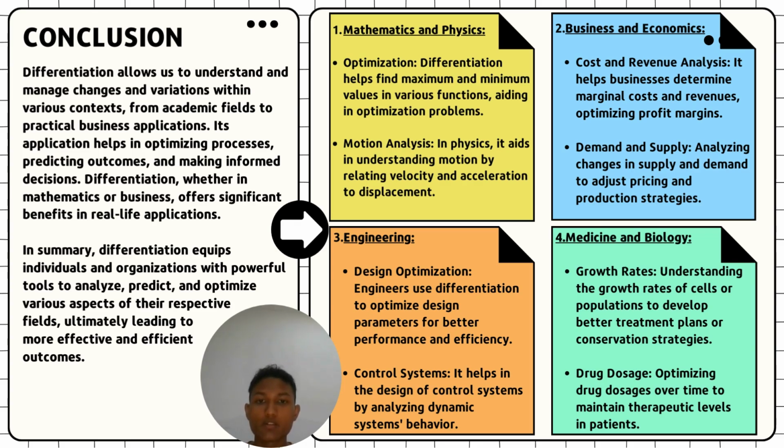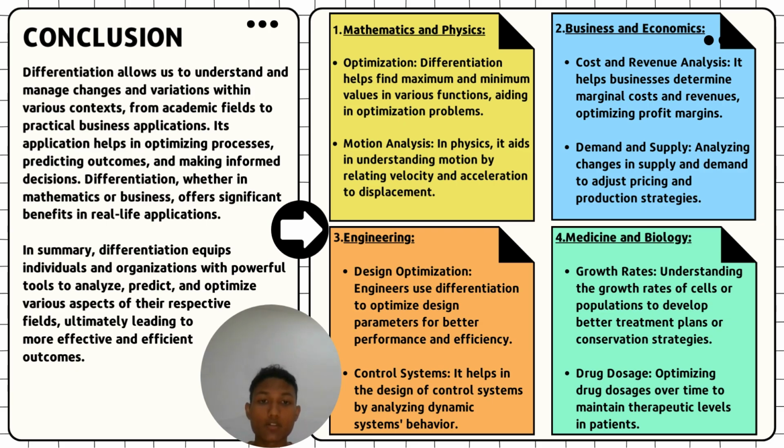So, the first benefit of differentiation is in mathematics and physics, since we can use differentiation for optimization. Differentiation helps find maximum and minimum values in various functions, aiding in optimization problems. So for motion analysis, for example in physics, it aids in understanding motion by relating velocity and acceleration to displacement.